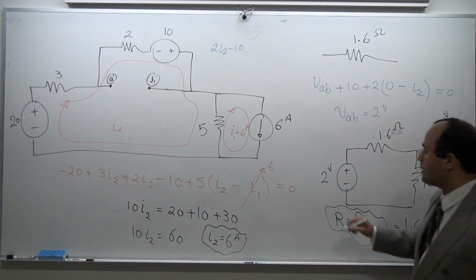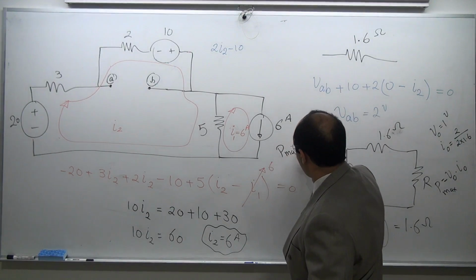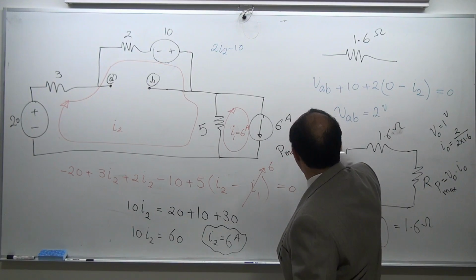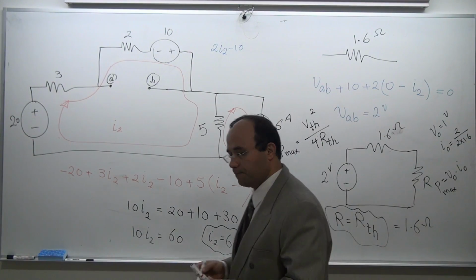That's one way of doing it. Another way of doing it, P max is equal to V Thevenin to the power of 2 divided by 4 R Thevenin.